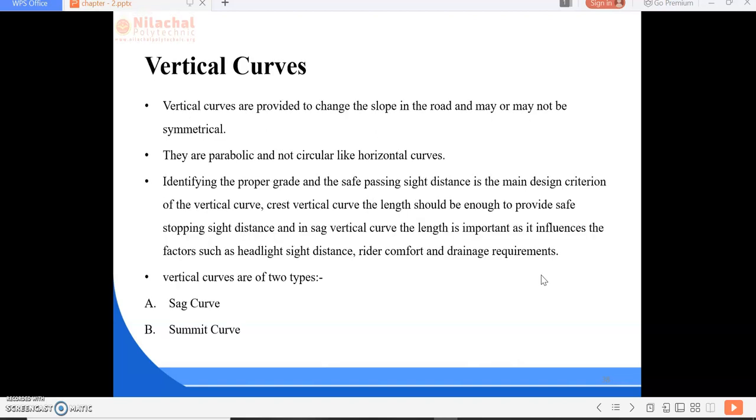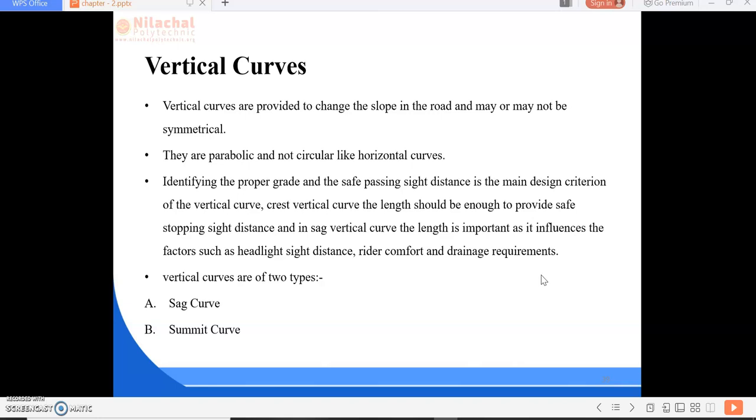Next one is the vertical curve. Vertical curves are provided to change the slope in the road and may or may not be symmetrical. They are parabolic and not circular like horizontal curves. Identifying the proper grade and the safe passing sight distance is the main design criterion of the vertical curve.